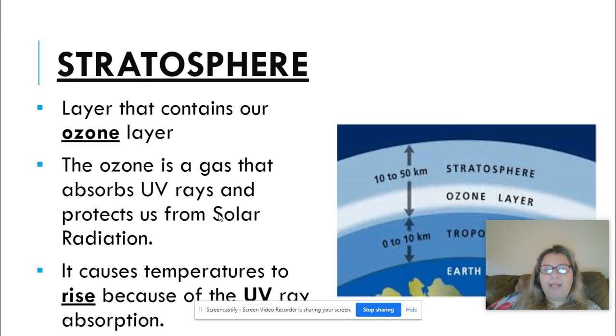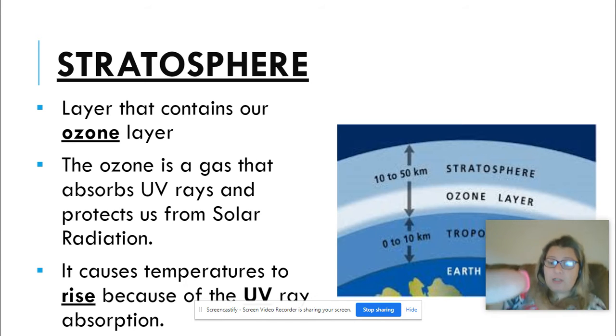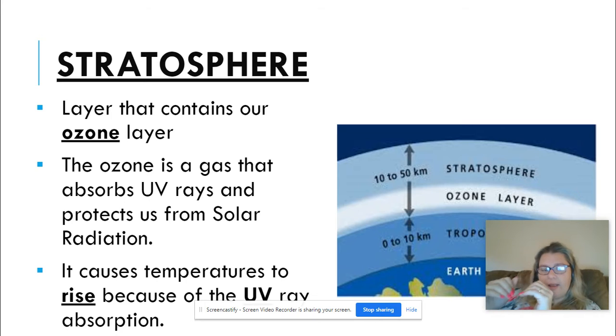Now, as we move up, we get into the stratosphere. This layer contains our ozone layer. Ozone is a gas that absorbs UV rays and protects us from solar radiation. Remember, if we did not have the ozone, we would all be fried crispy. The ozone layer absorbs the UV rays so that it protects us from the radiation of the sun. Because of this, temperatures rise because of the UV ray absorption.